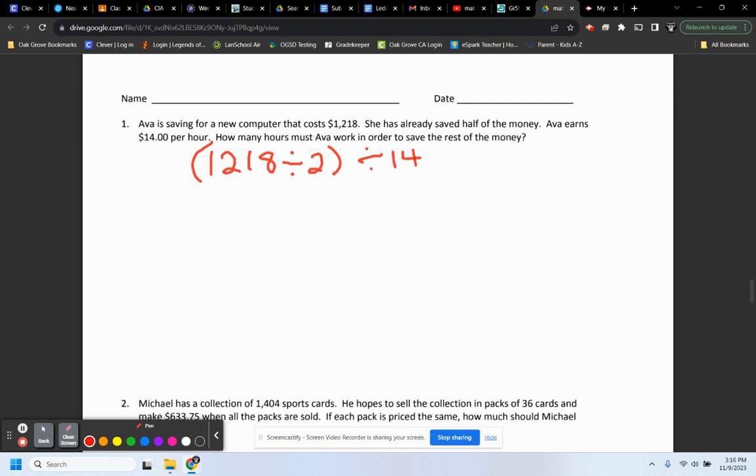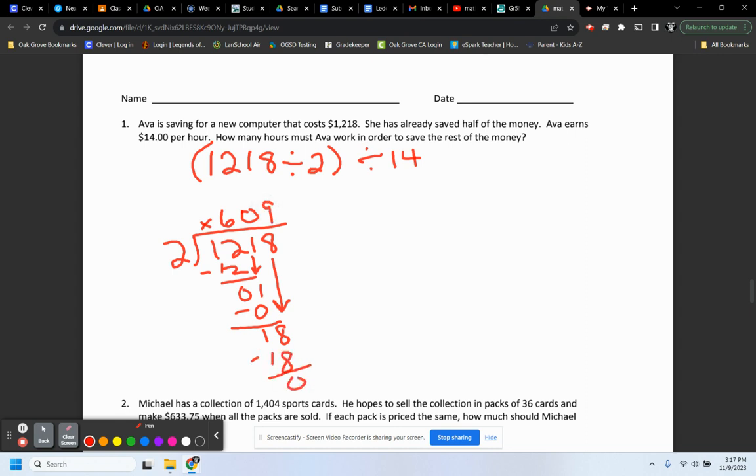Okay, so we start out with our first division problem, which is 2 into 1,218, right? Take it one digit at a time. The 2 fits into the 1? No, it doesn't. But 2 fits into 12 6 times, and we subtract 12. This is just regular division. Bring down our 0, bring down our 1. 2 does not fit into 1. Don't forget to put a 0 there to hold the place value. Okay, 1 left over. Bring down your 8. 2 fits into 18 9 times, minus 18, and there is nothing left over. So now we know that she's already saved $609.